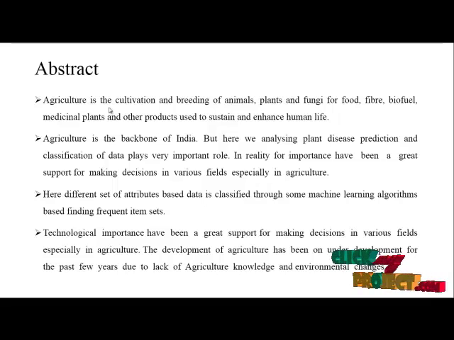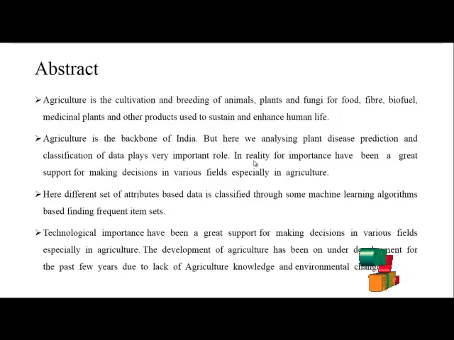First of all, agriculture is the cultivation and breeding of animals, plants and fungi for food, fiber, biofuel and medicinal plants and other products used to sustain and enhance human life. Agriculture is the backbone of India. Here we are analyzing plant disease prediction and classification of data analysis. Data analysis plays a very important role in agriculture.